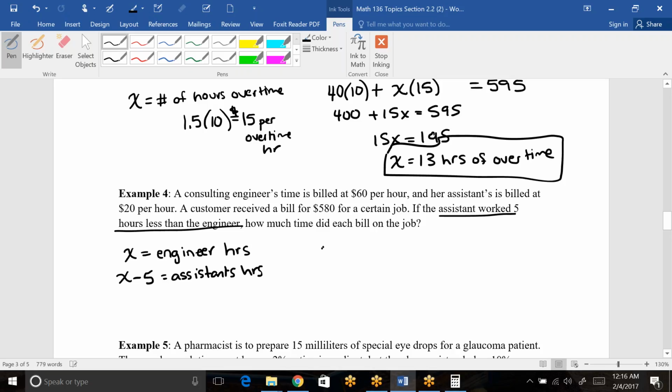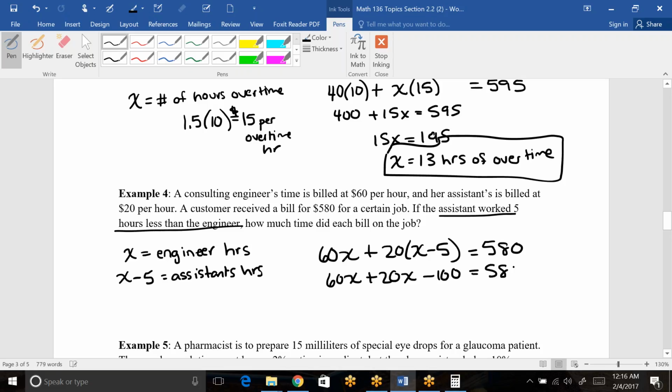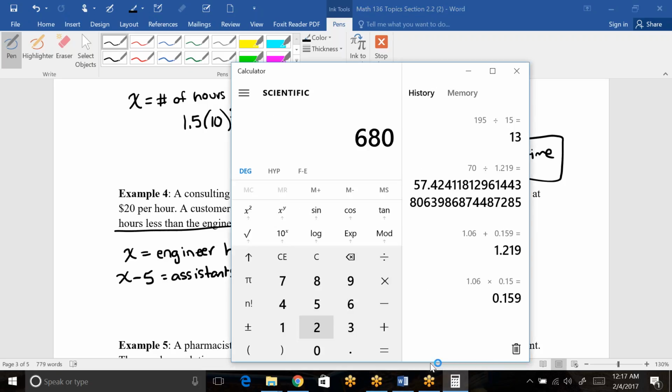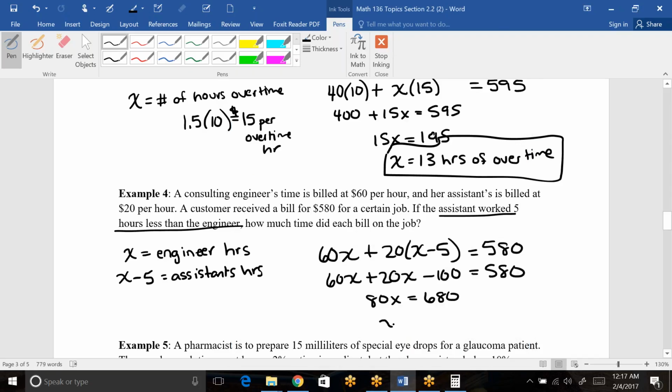$60 for every hour the engineer works, so 60X plus, because the assistant's also on the bill, $20 for every hour that the assistant works, which is the X minus 5, and the customer was billed for a total hourly rate bill of $580. So we distribute the 20. We add our like terms over here, and we can add our 100 over, and we would divide the 680 by the 80. And that looks like it's 8.5.